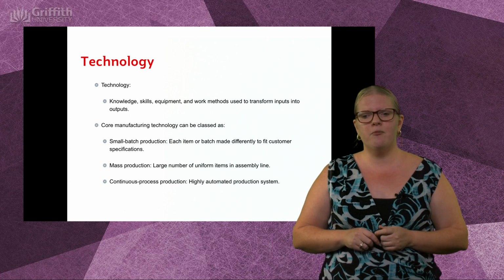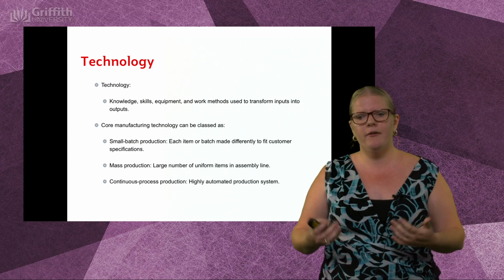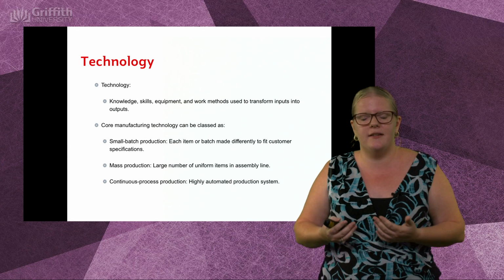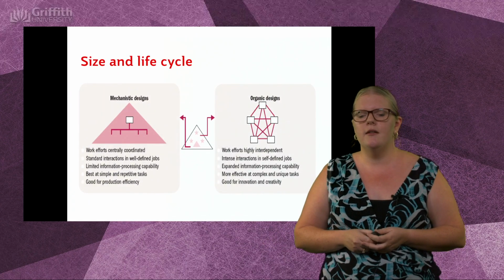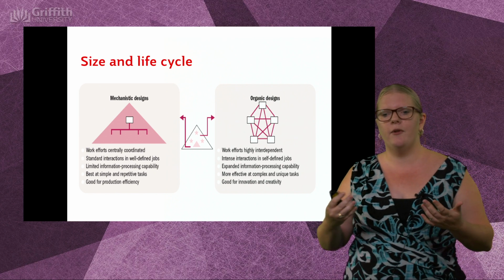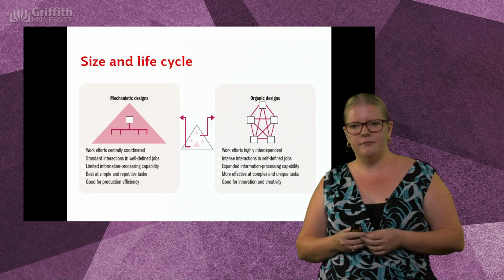And then there's continuous process production, where we've got a highly automated production system that just happens and we don't even think about it anymore. So technology needs to be considered when it comes to organisational design.